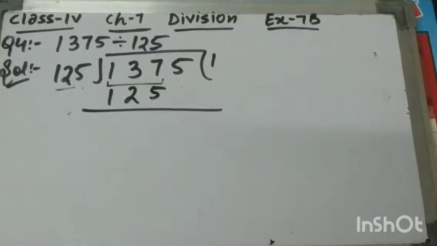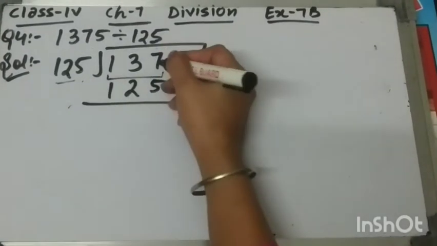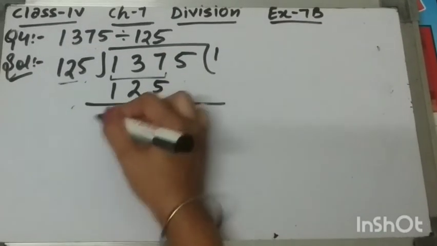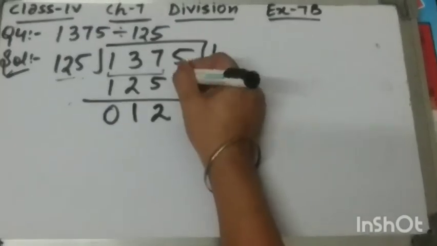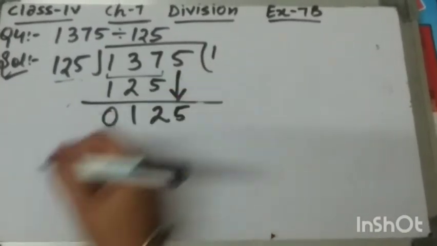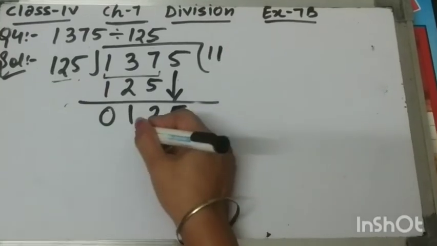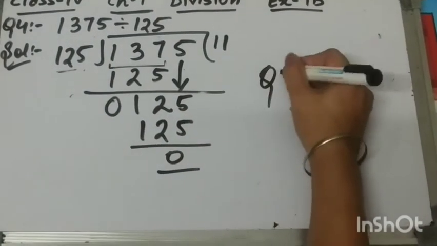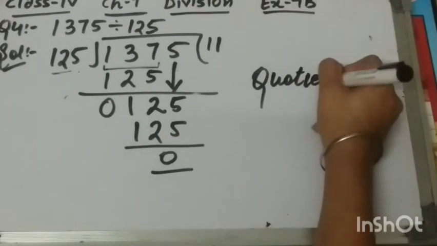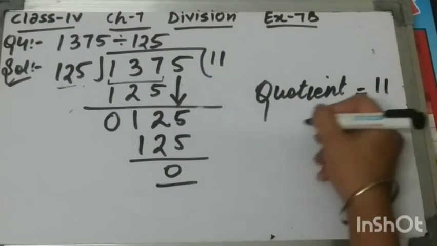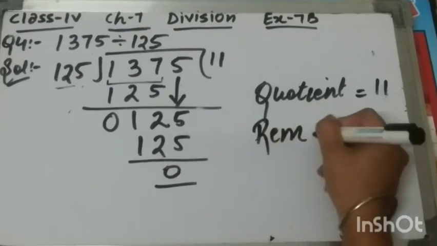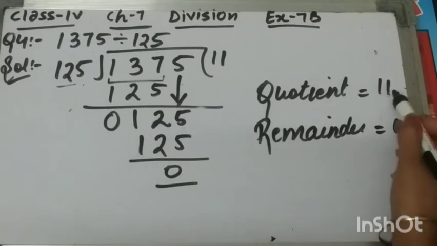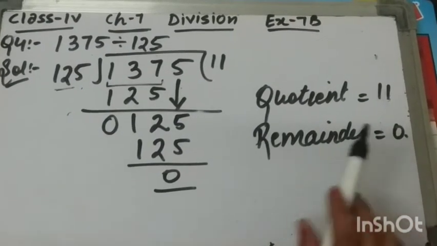125. Okay. Now subtract these two numbers. 7 minus 5 is 2. 3 minus 2 is 1 and 1 minus 1 is 0. Now bring this 5 down, and now 125 ones are 125. So our quotient is 11 and remainder is 0. Okay, quotient is 11 and remainder is 0.